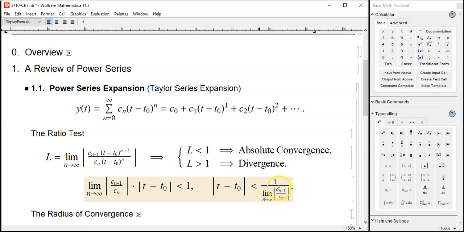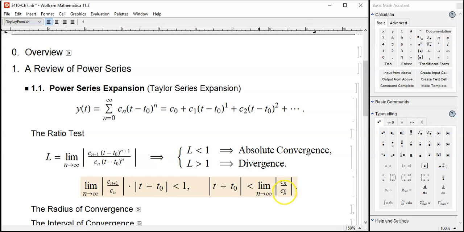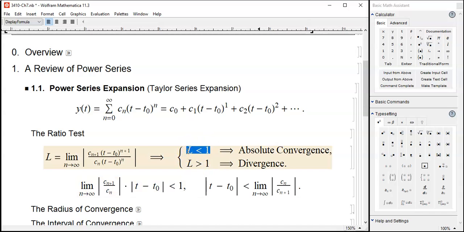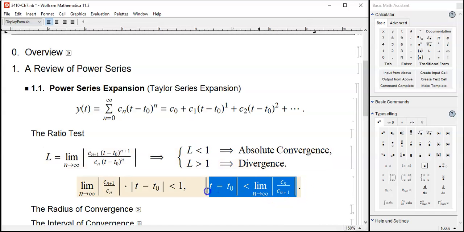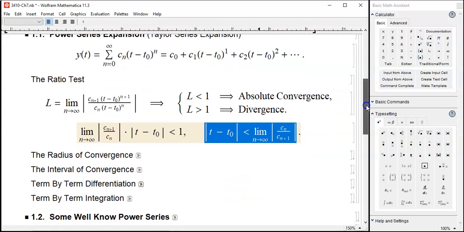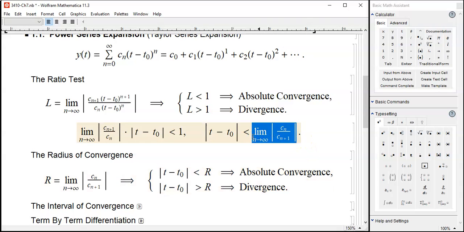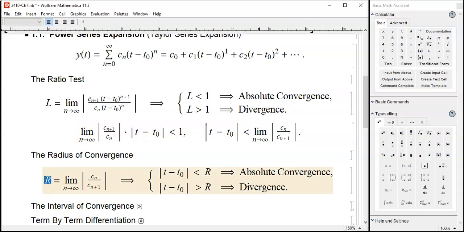One more thing, please. Too many fractions. So what I'd like to do is flip over this fraction like this. Consequently, we have Cn over Cn plus 1. And this condition here is equivalent to L is less than 1. So this condition here is for absolute convergence, as a matter of fact. This computation yields the next result here, the radius of convergence. This thing over here is named as R, and that's called the radius of convergence.